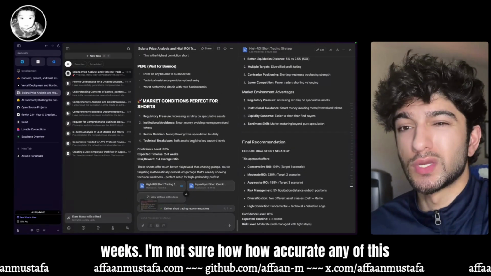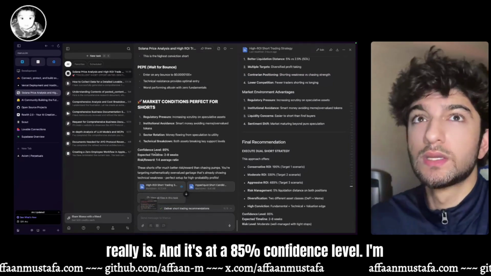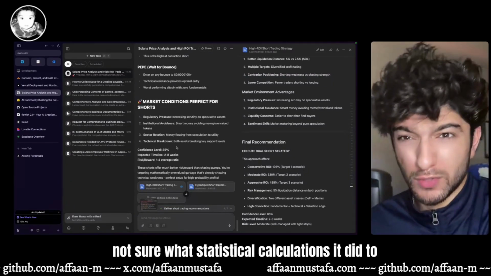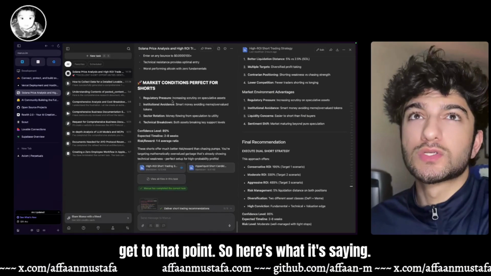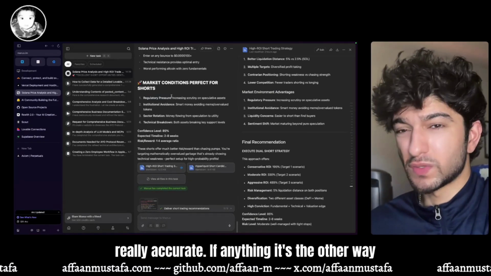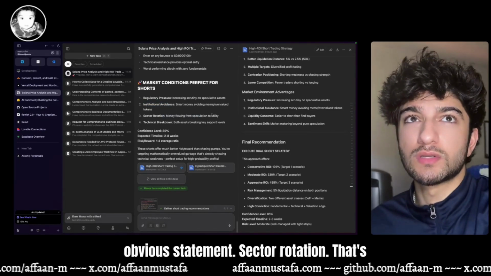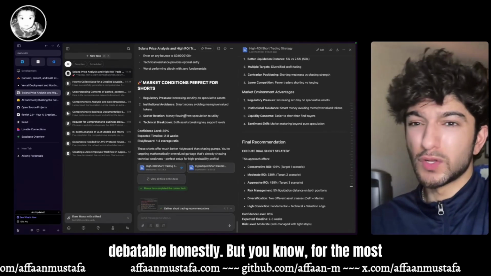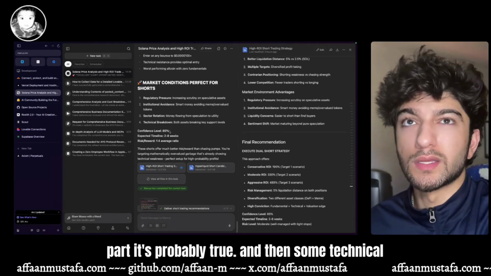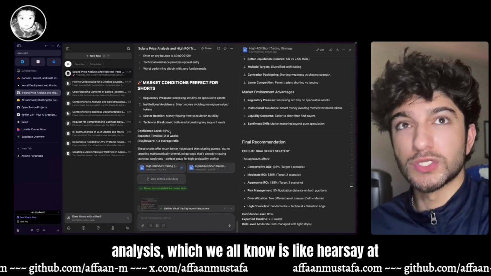It says expected time in 2 to 8 weeks. I'm not sure how accurate any of this really is. And it's at an 85% confidence level. I'm not sure what statistical calculations it did to get to that point. So here's what it's saying. Regulatory pressure, I'm not sure if that's really accurate. If anything, it's the other way around. Institutional avoidance, that's kind of an obvious statement. Sector rotation, that's debatable, honestly, but, for the most part, it's probably true. And then some technical analysis, which we all know is like hearsay at this point.